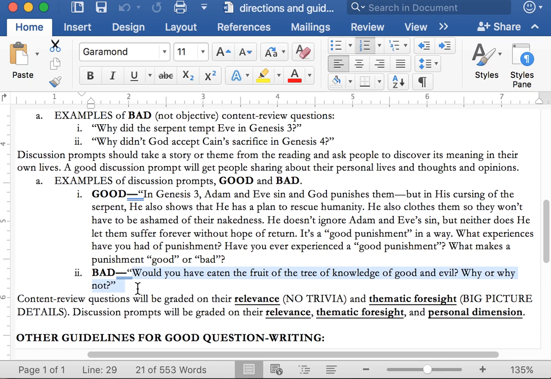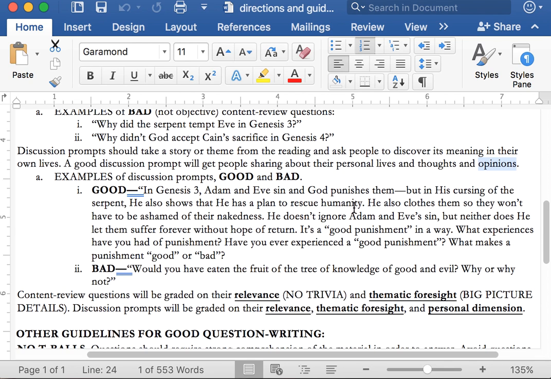And then a bad question here. Would you have eaten the fruit of the tree of knowledge of good and evil? Why or why not? It's an opinion question, so it's good in that way, but it's not personal enough, right? To make this bad question good, you would change it to something like, Adam and Eve were tempted and ate the fruit of the tree of knowledge of good and evil. What experiences have you had of being tempted to do something? What makes temptation easier or harder to deal with in your experience? See how you're forcing people to share about their personal experiences and their thoughts and go beyond just the opinion. Opinions are good, but make them go beyond that too.